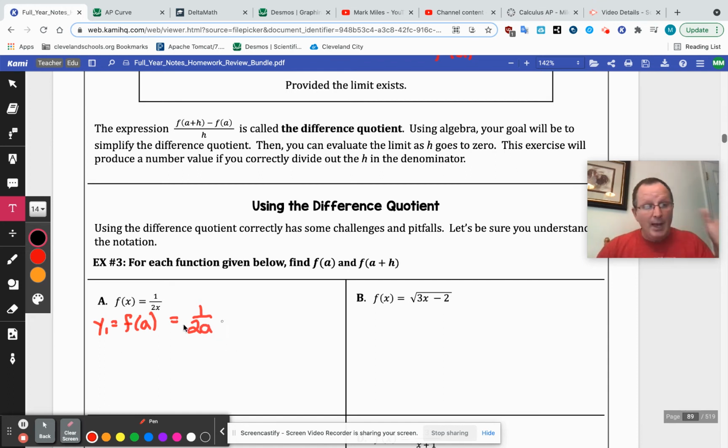Okay, but y2 is a little bit more complicated. So y2, which is the first thing that we would subtract from, would be f of a plus h. Now, be careful here, because what's happening is the x is changing to a plus h, and the x was multiplied by 2. Let me write that this way first.